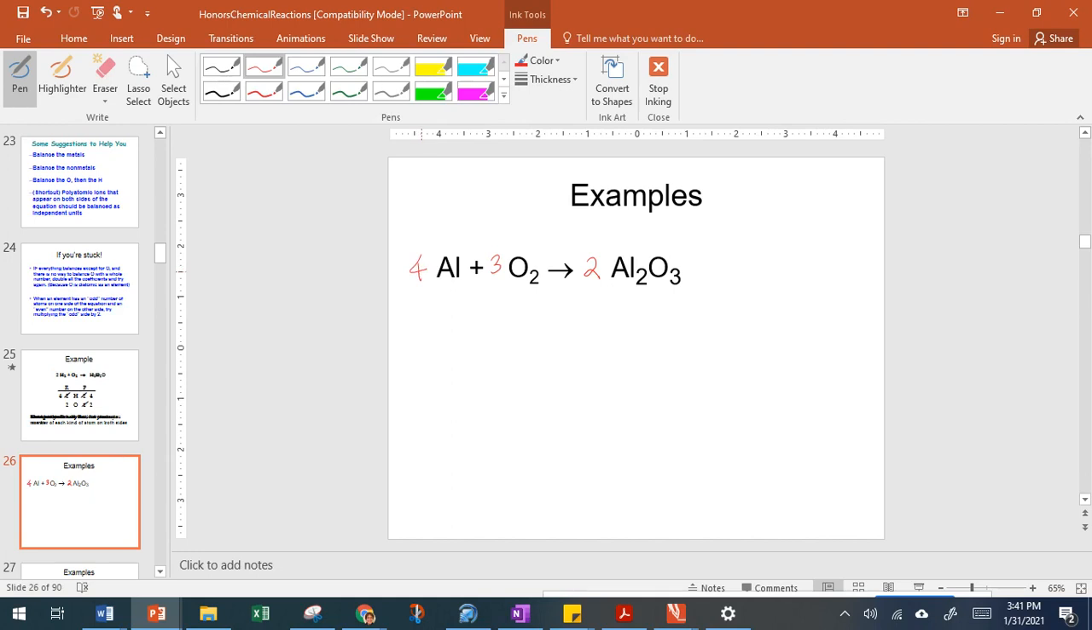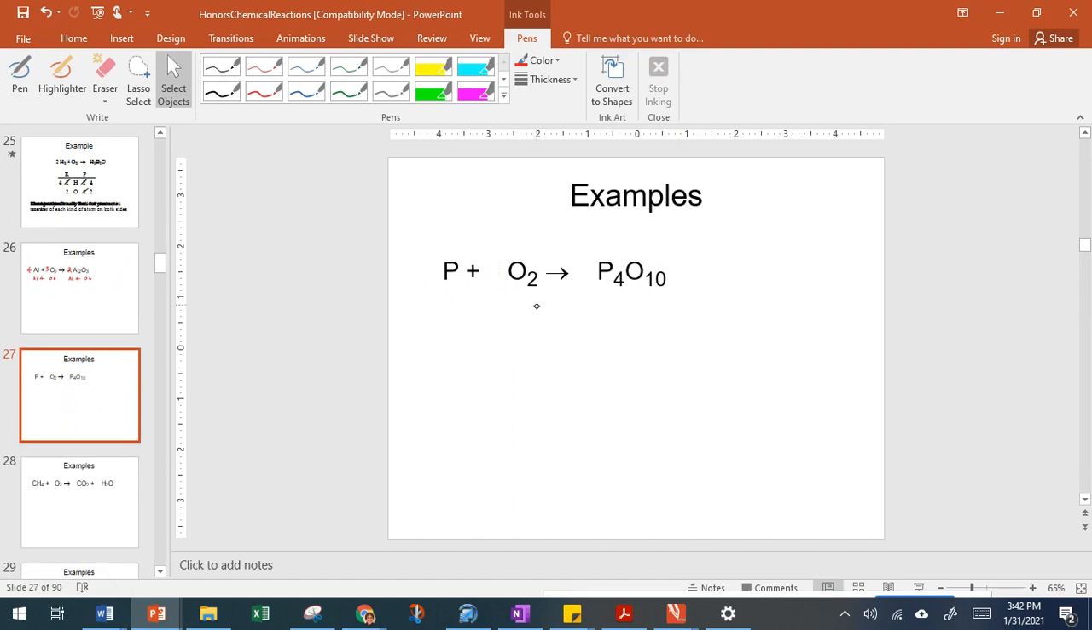Now, some students, to help them keep track of their number of atoms, instead of making a little table, keep track of it underneath. So they would say, okay, I have aluminum is 4 now, oxygen is 6, and then here aluminum is 4, and oxygen is 6. So we can see that's quickly balanced.